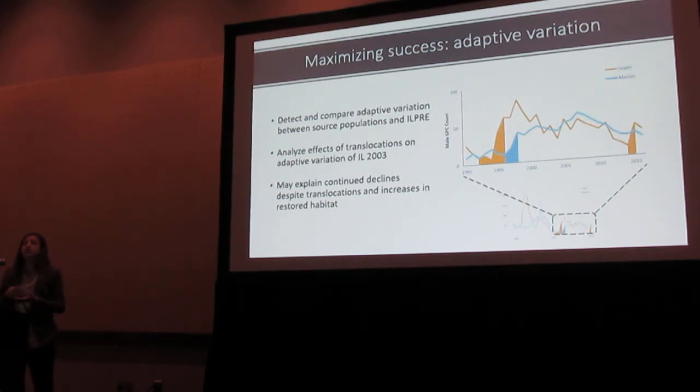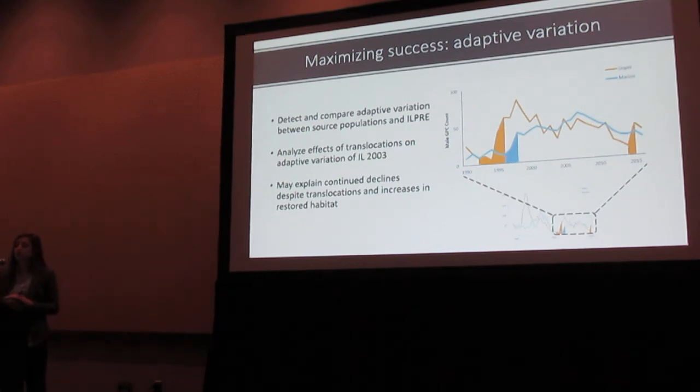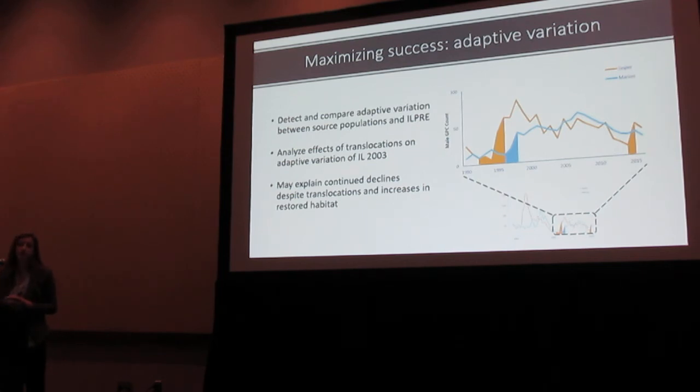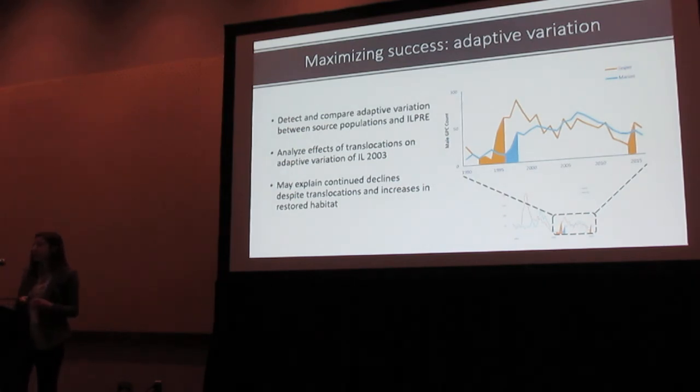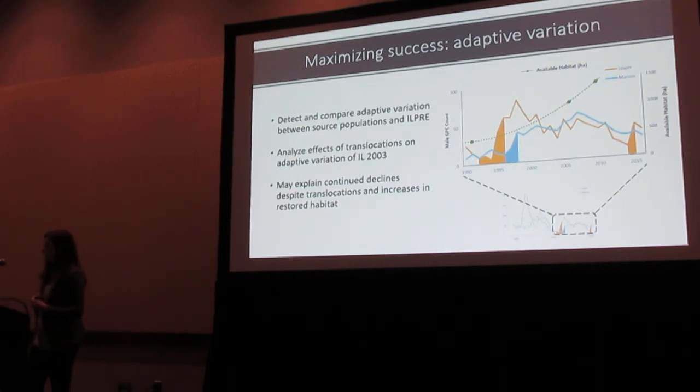If Illinois did possess some unique variation that may have conferred some adaptive advantage, which has now been replaced by source populations, which is what I suspect, this may have negative consequences for our population and may help to explain some of the continued declines that we see in our numbers of these populations following translocations, and even in the presence of increased restored habitat in these areas.